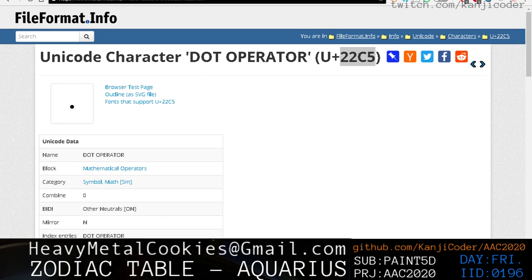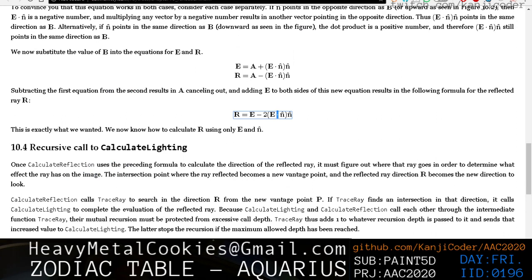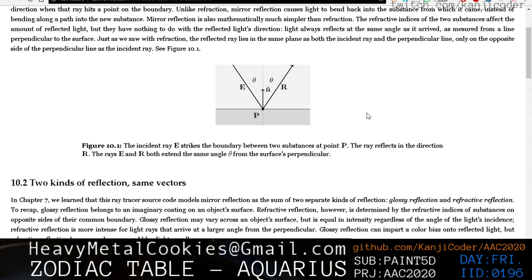So the only problem is that this symbol is very... let's close this. So let's write this formula out in a way that's going to be more comprehensible in terms of code.